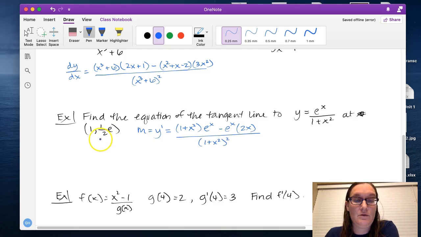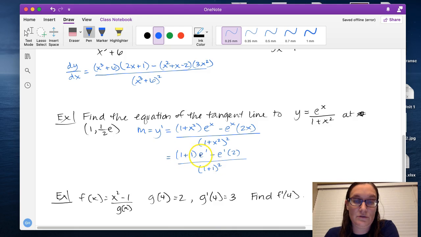All right, so now we need to figure out what this is. Remember, this is the slope of our tangent line, but we don't want this. We want a number. So we need to plug 1 into it. So this is going to be 1 plus 1 squared is 1. e to the first minus e to the first times 2. 2 times 1 is 2. All over 1 plus 1 squared.